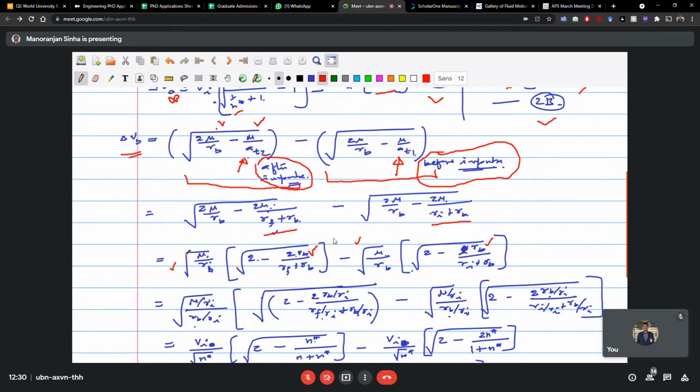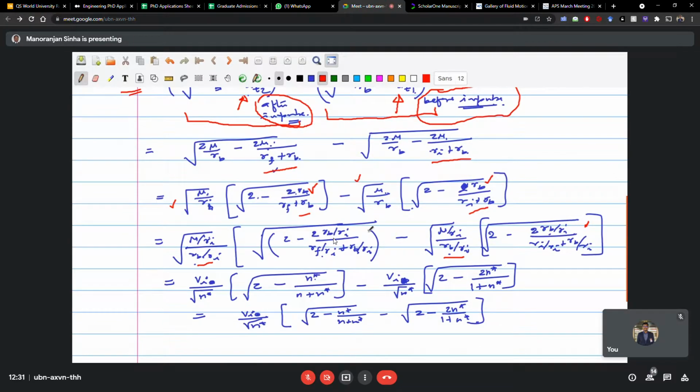And then rewriting mu by RB in this fashion to make it non-dimensional: mu by RI divided by RB by RI. Same thing here in this place, and same thing for these two. So RB by RI, RF by RI, RB by RI. The same thing has been done here in this place. Okay, and then putting the corresponding symbols RB by RI, this gets reduced to this format.